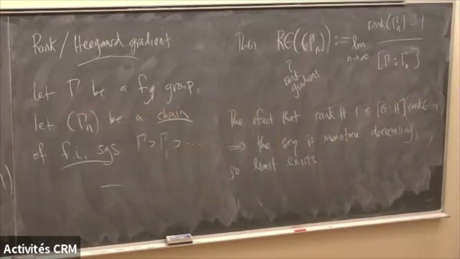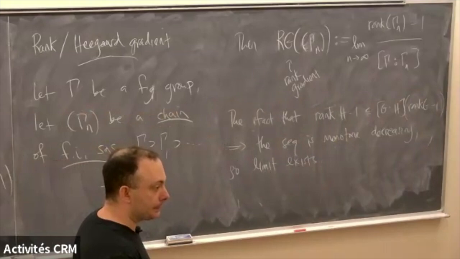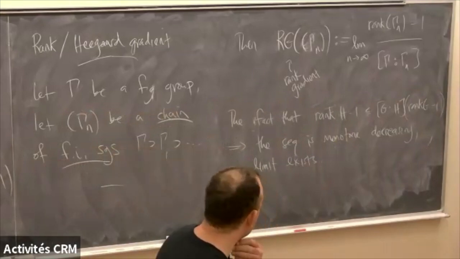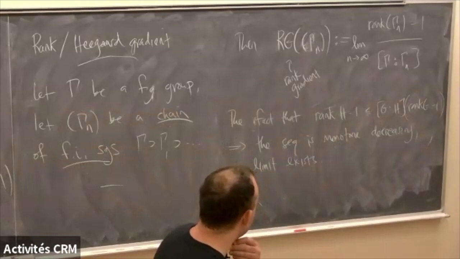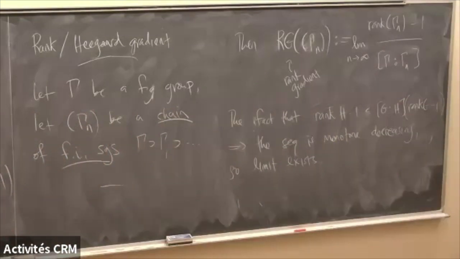Is there any inequality like the one for rank, for the Heegaard genus? Yeah, there is a similar thing. We can put a similar notion of Heegaard gradient up on the board in a second, and then that will also be monotone decreasing for the same reason.